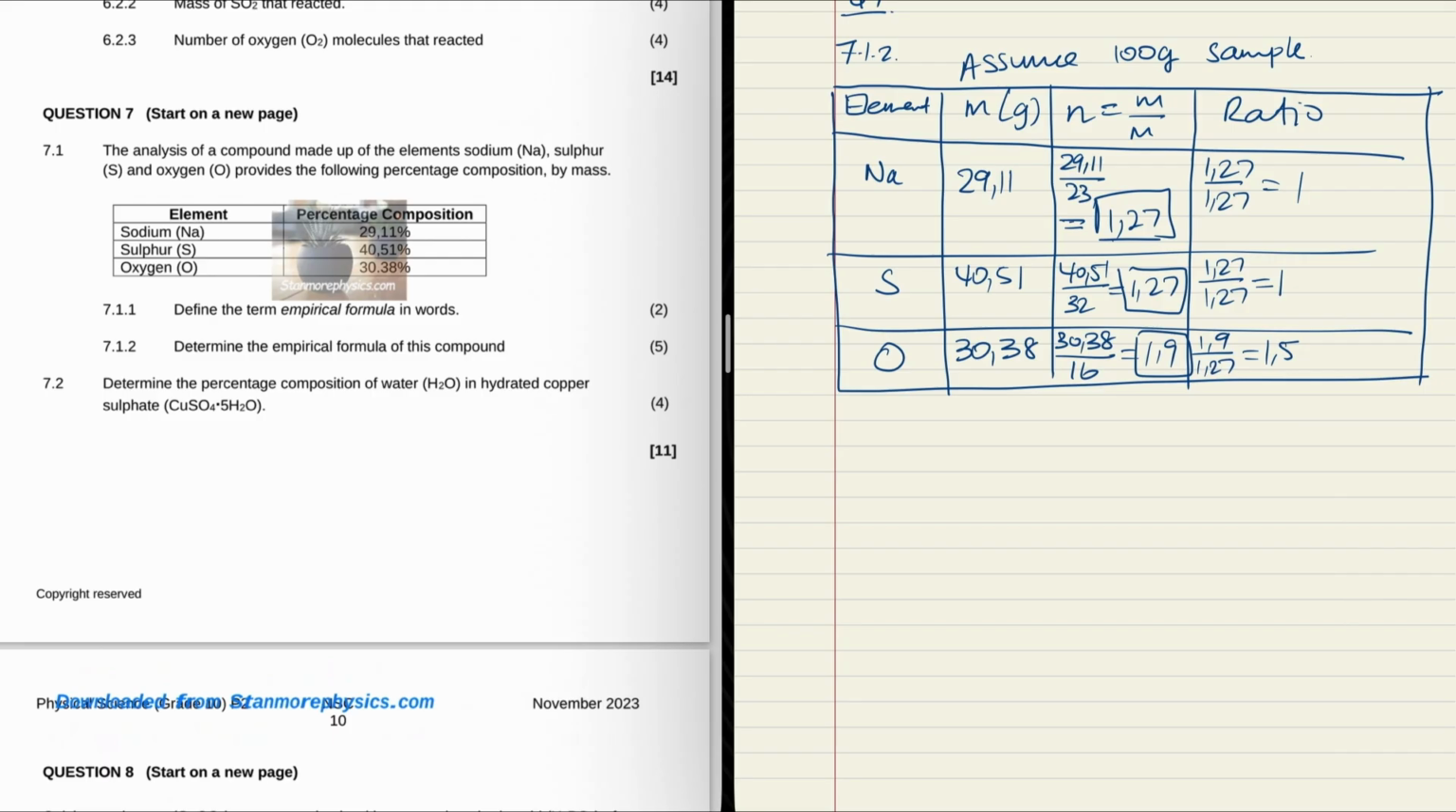Now we have an issue because we can't have 1.5 and we can't round that. So what we need to do is we need to multiply everything throughout. So to get rid of the 0.5, you multiply by 2, then you must multiply this by 2 and that by 2. So you will have 2 here, 2 here, and 3 here. And so then our simplest or our empirical formula is going to be Na2S2O3.